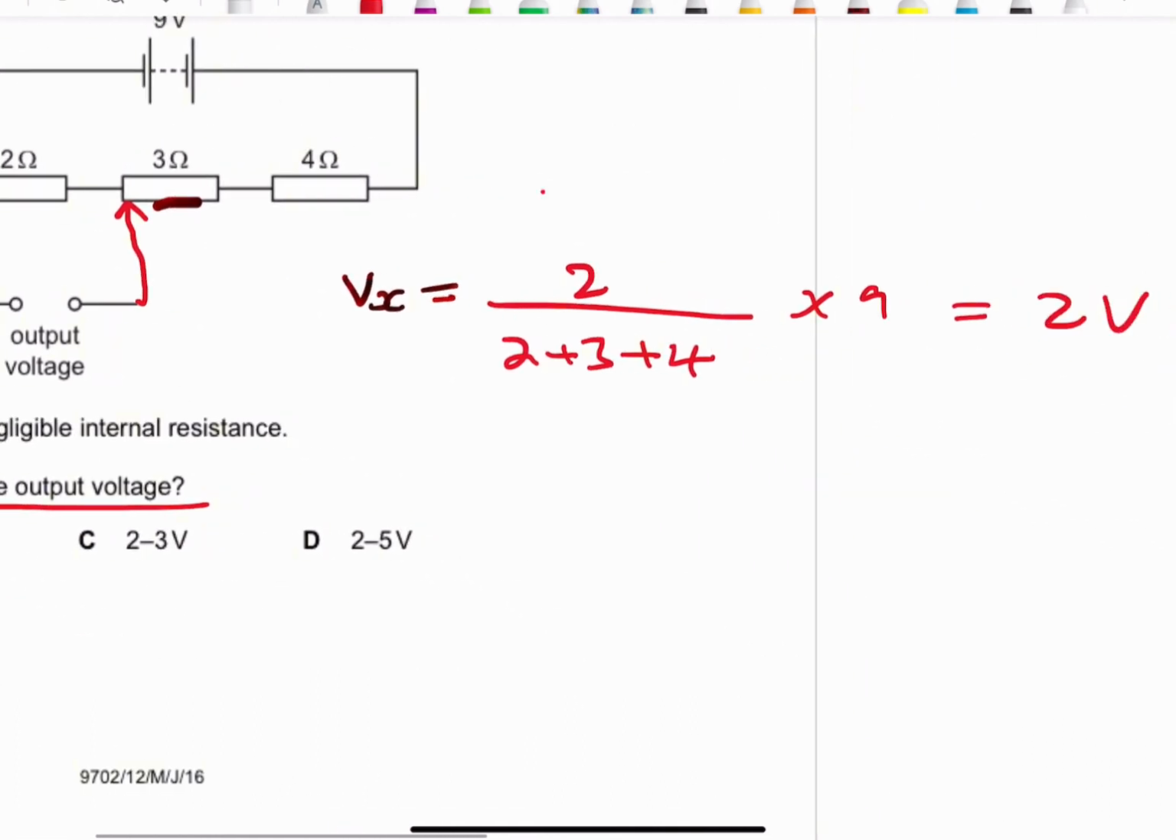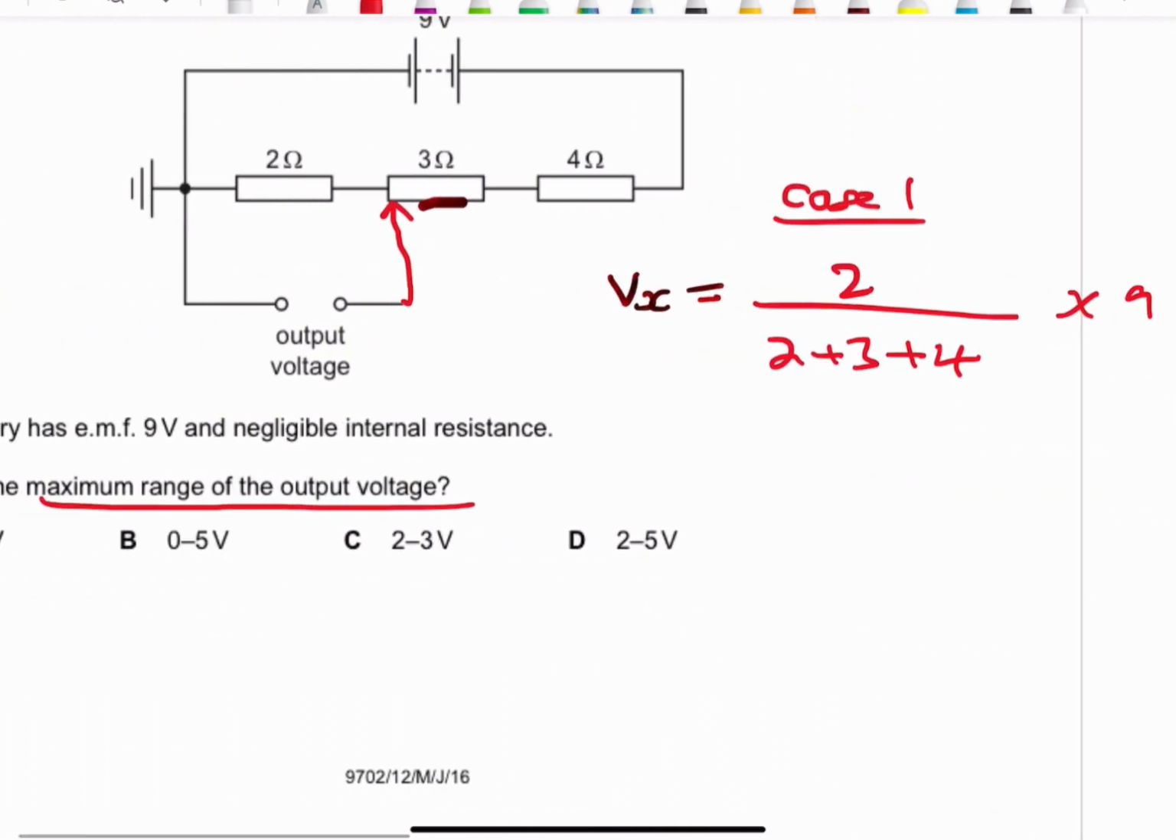So that's case 1. With potentiometers, especially of this kind, you only have 2 cases. The second case is we're going to remove it again, and we're now going to place it at this end over here. And when we place it at that end, I want you to realize what's happening here.